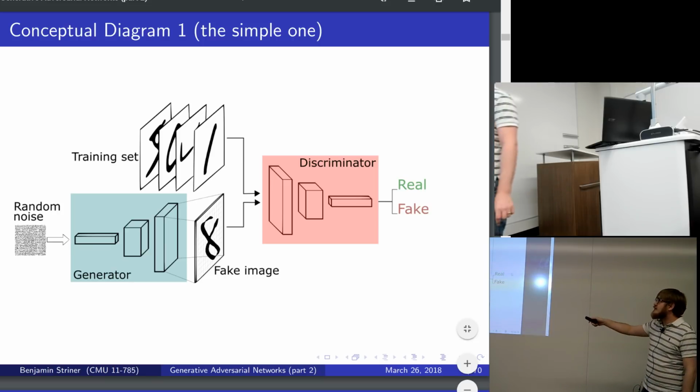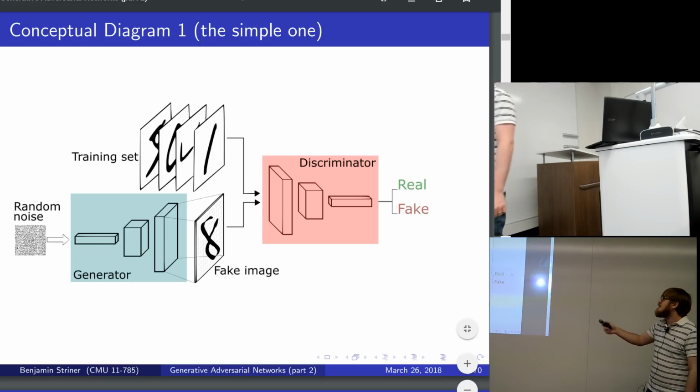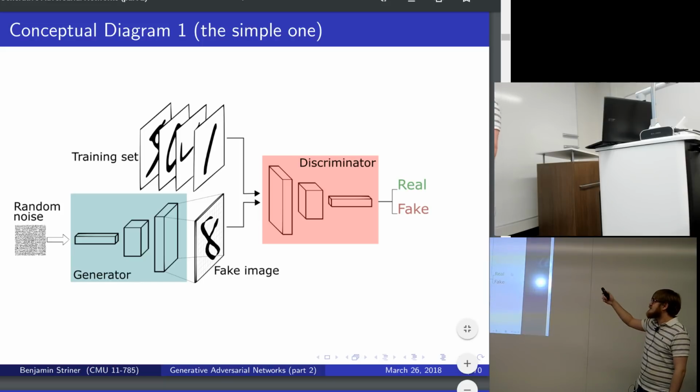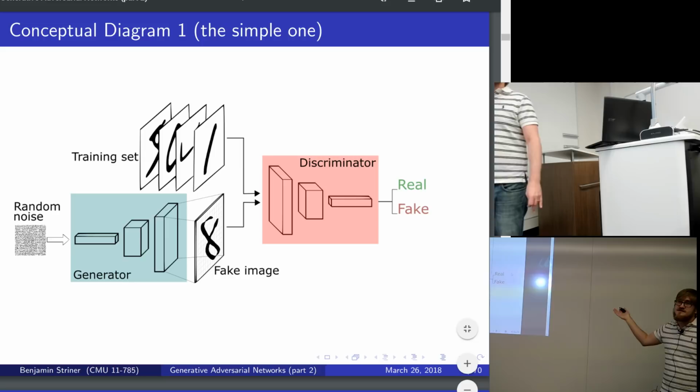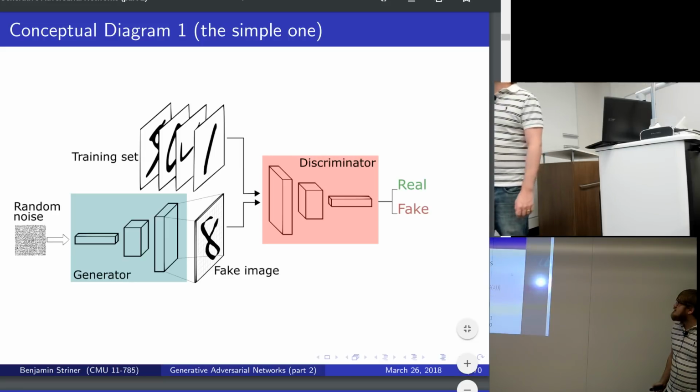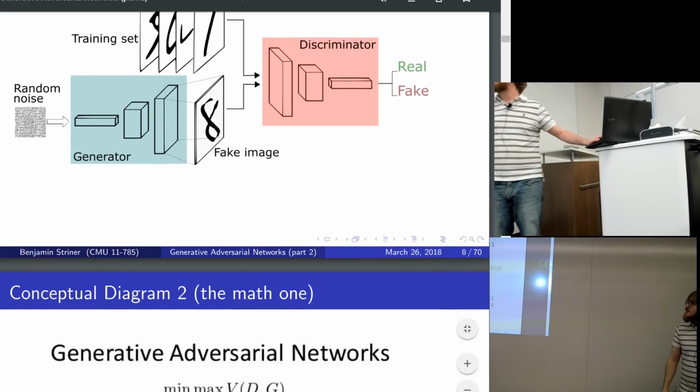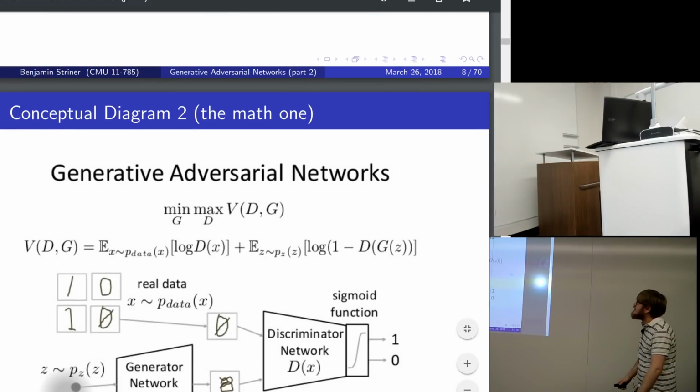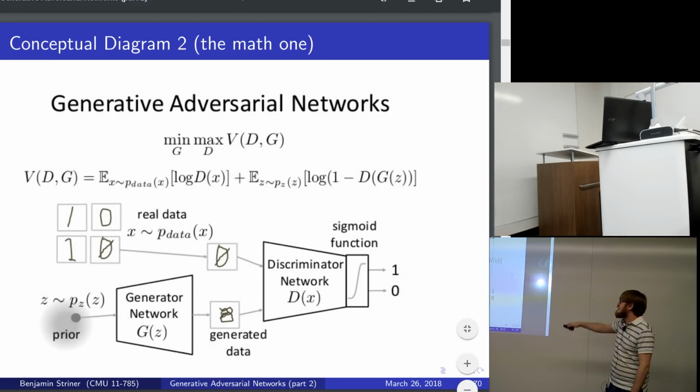The generator never gets to see your training set. The way your generator matches your training set is through the discriminator, which tells it what the difference is. Here's a slightly more complicated version, with the notation we went through last time. Here we have your standard function at the top. That is your min-max game. That's what you're trying to min-max.